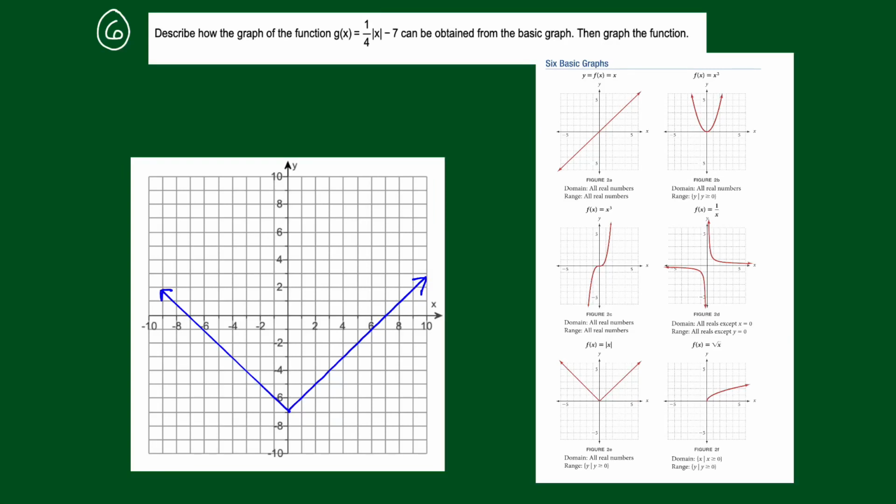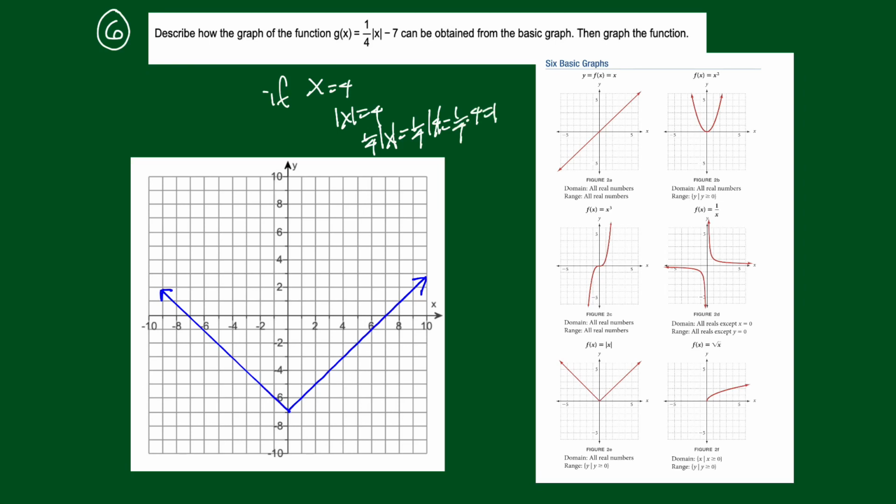So now to get this graph, I'm going to start here. I'm going to start right at that vertex. And normally what I would do is, if I did this, so suppose I put x equals 4. Here's what I'm thinking. If x equals 4, then the absolute value of x is 4, and 1/4 the absolute value of x is 1/4 the absolute value of 4, which is going to be 1/4 of 4, which is 1.